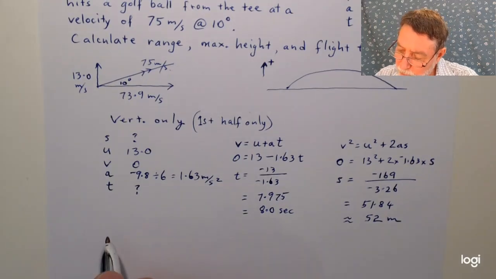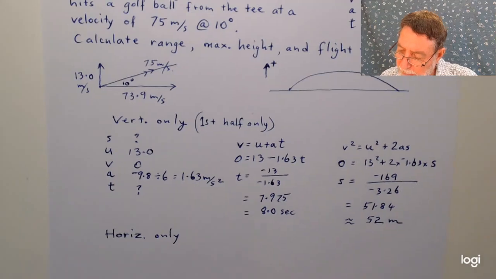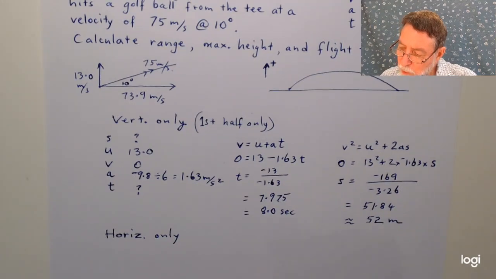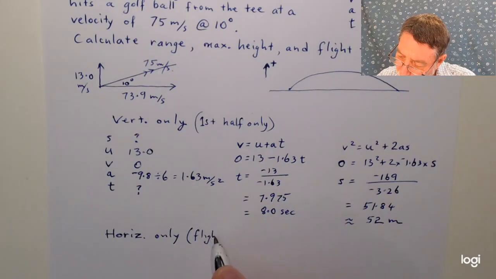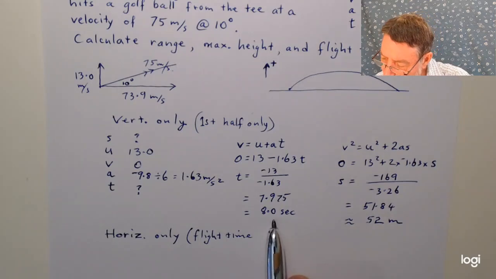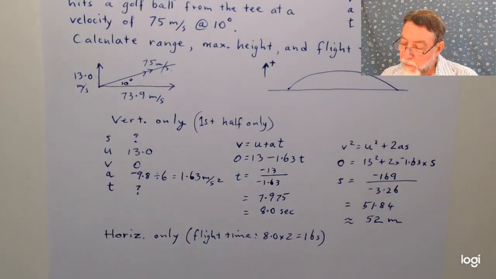Now I'm going to switch over to thinking horizontally, horizontal only, and I'm not going to do first half this time. Now I'm going to go full flight. So flight time will be double 8. So 8 seconds to the top, 8 seconds coming down, 8 times 2, 16 seconds for the full flight.